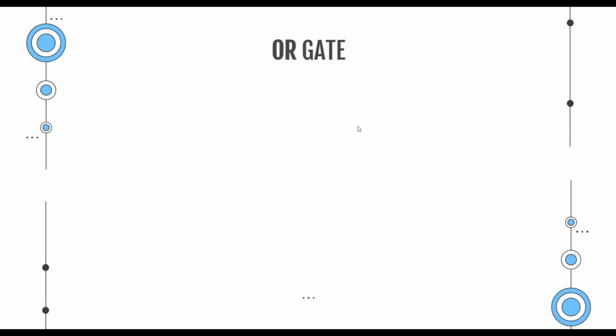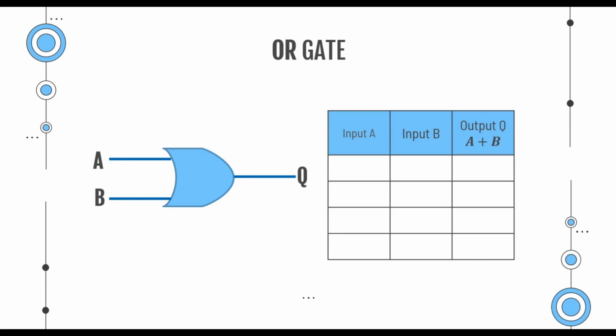Our next gate is the OR gate, and this is the symbol that we use to represent the OR gate, and this OR gate has two inputs which are A and B, and it has one output which is Q. And let's fill the truth table for this OR gate.